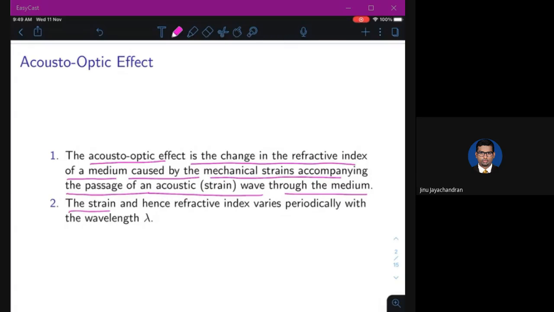The strain, and hence the refractive index, varies periodically with the wavelength lambda. Okay, so if lambda is the wavelength, or the pattern in which the acoustic wave is propagating through the medium, then depending on that wavelength, the refractive index will also get changed.